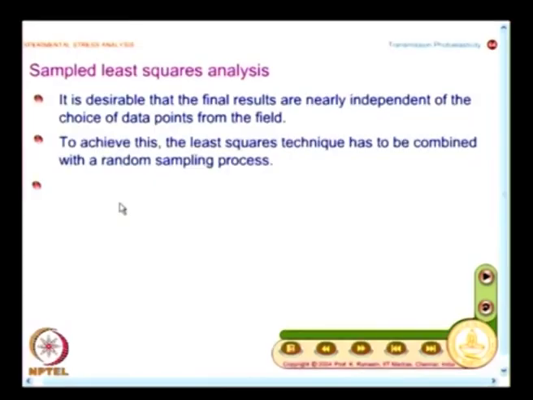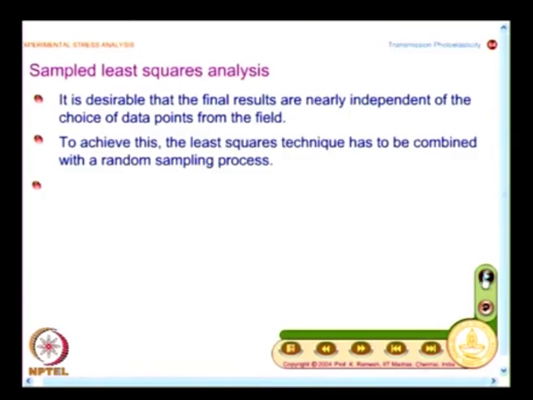So, that is why I call this sampled least squares analysis, because I want no preferred selection of data points. Any set of data points which I select should yield me one unique value. The focus is the final results are nearly independent of the choice of data points from the field. To achieve this, the least squares technique has to be combined with a random sampling process, and this is very simple to implement. There are random number generators available, so you can easily do that.